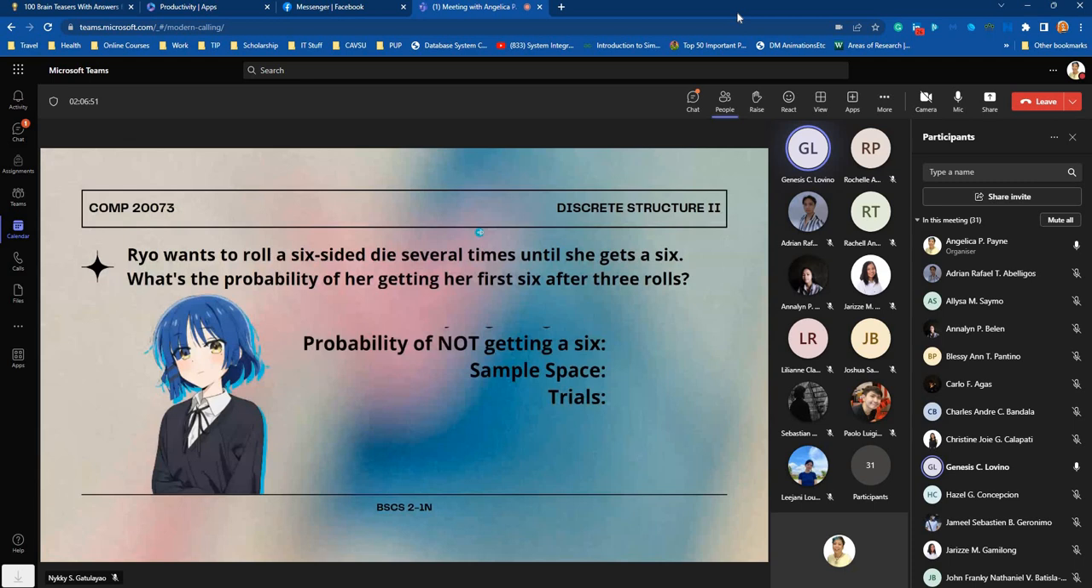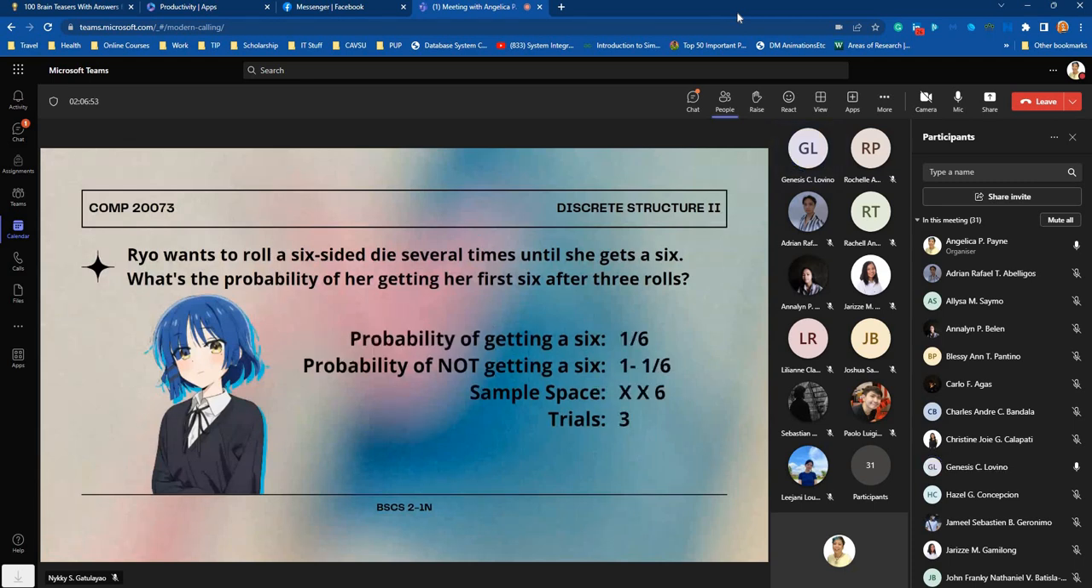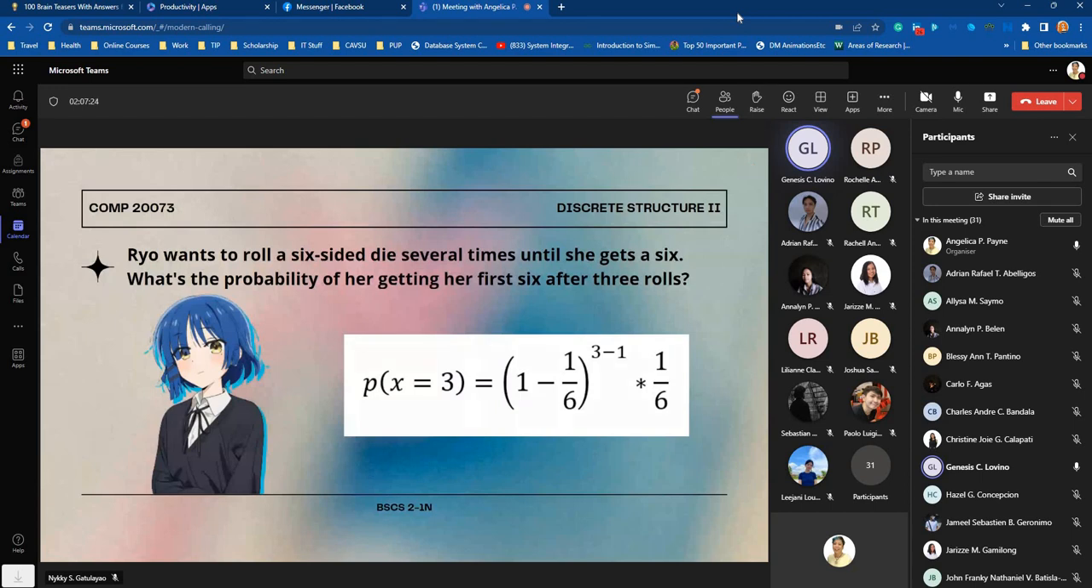Ayan, so yan yung magiging usually ating formula, yung ating mga variables. Yung P would be 1 over 6. Yung Q natin would be 5 over 6 kasi 1 minus 1 over 6. Our sample space would be XX6, and our trials or K would equals to 3. Now, let's go to the solution. Next slide. Ayan. Let's go to the solution.